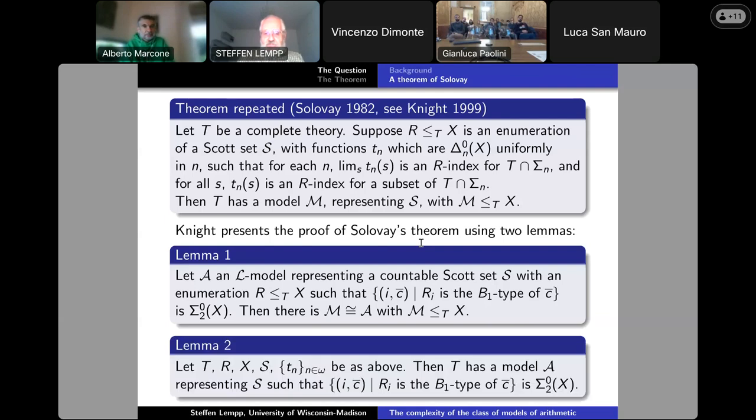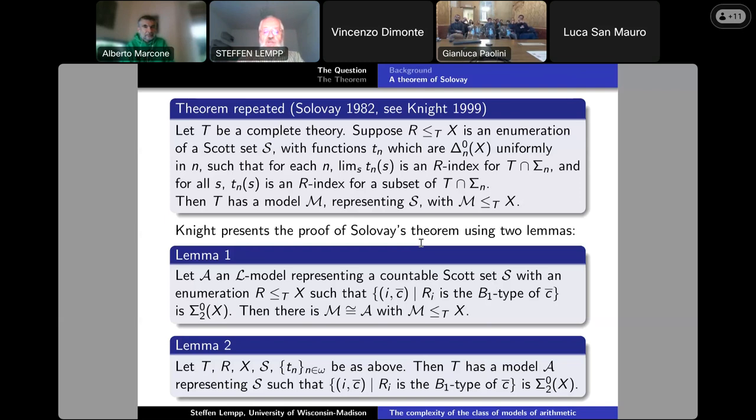And the second lemma is actually what should kind of come first, but we'll see in a second why she put it second. So suppose I have T, R, X, S, and a TN as above in the theorem. Okay, so T is a complete theory, R less than or equal X is an enumeration of Scott set S, and TN are these functions with these properties. Then T has a model A, which represents S, such that the collection of pairs I, C bar, Ri being the B1 type of C bar, is Sigma 0 2 in X.